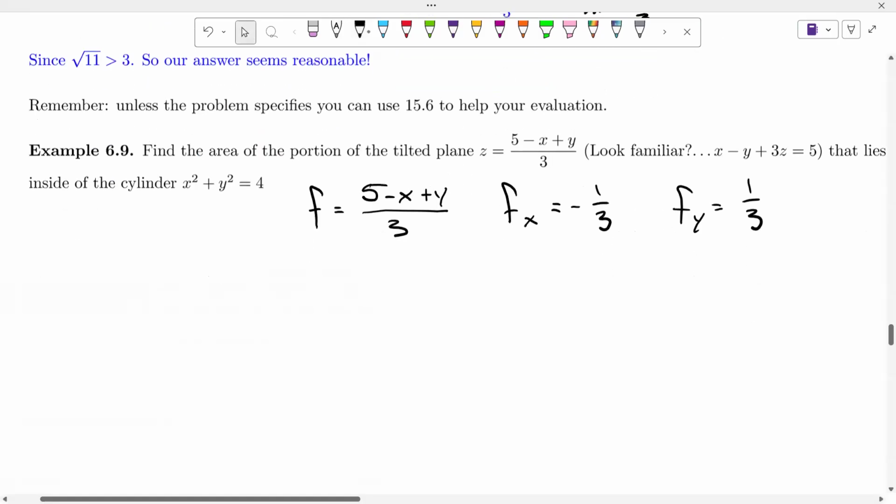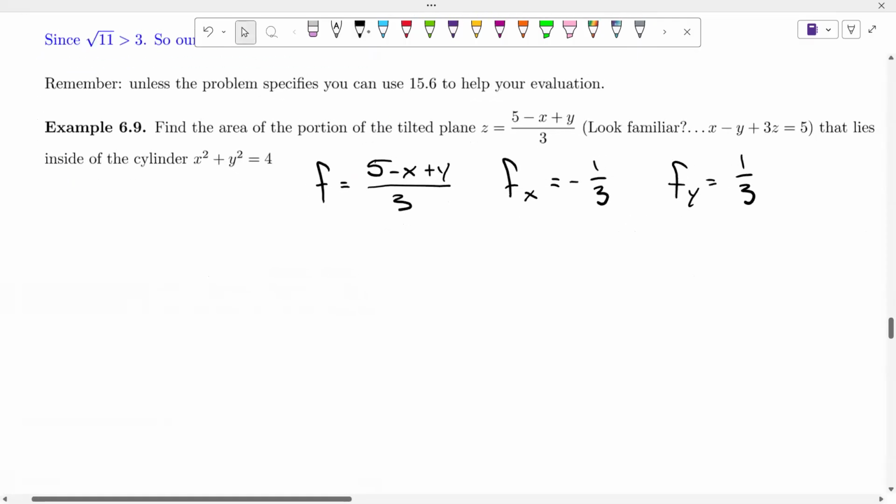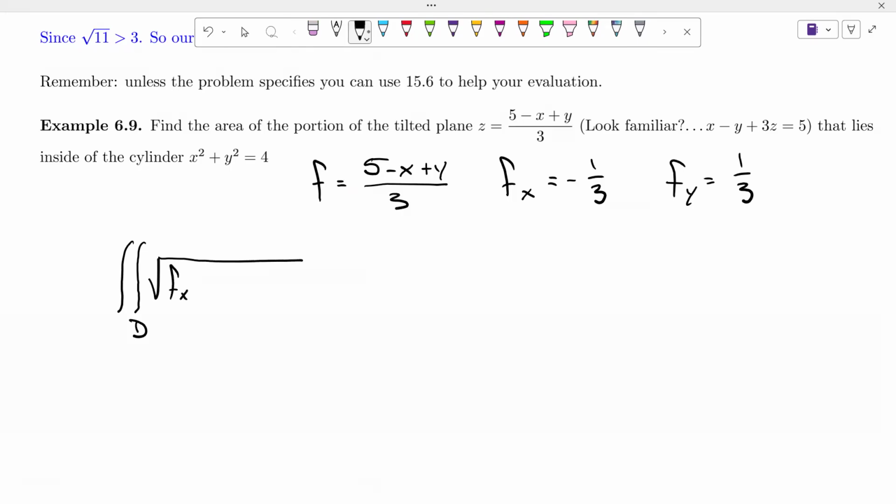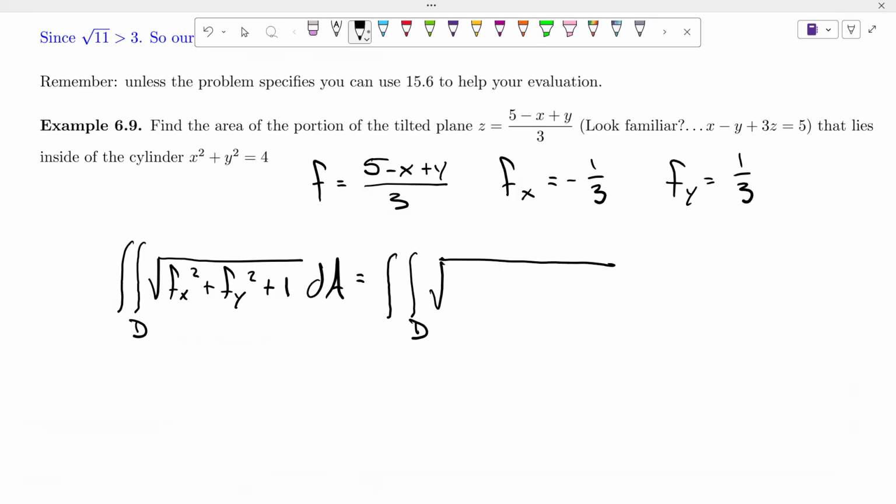And I can just go to that surface area formula that we had right at the very beginning, which says I want the square root of partial x squared plus partial y squared plus 1 squared, dA. And then just plug a few things in. So this will be the square root of negative 1/3 squared plus positive 1/3 squared plus 1 squared, dA.